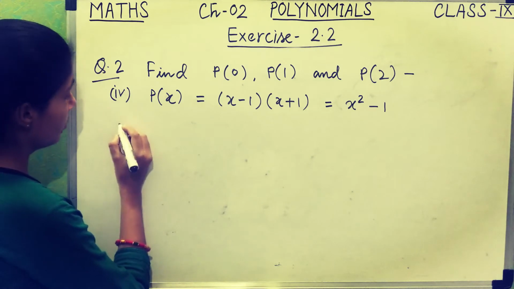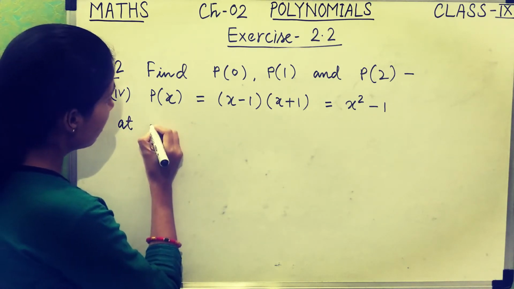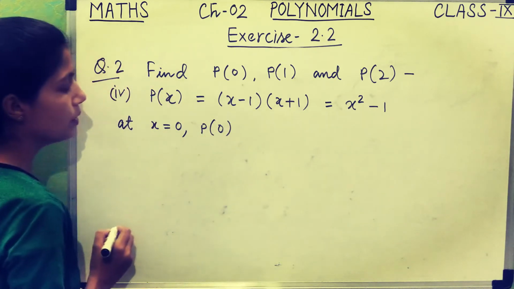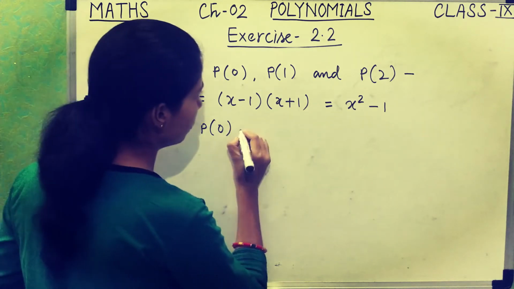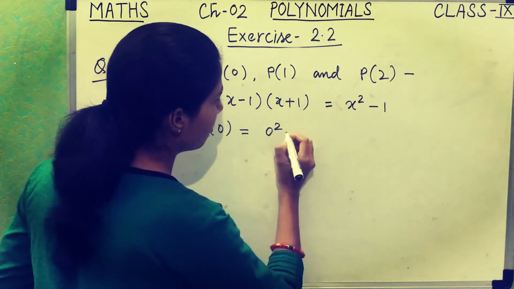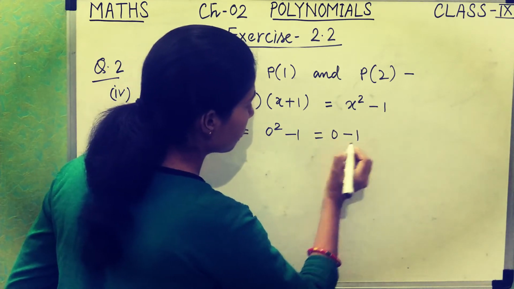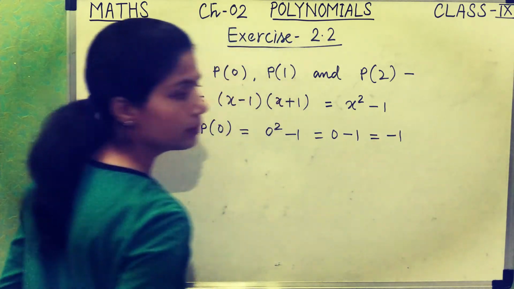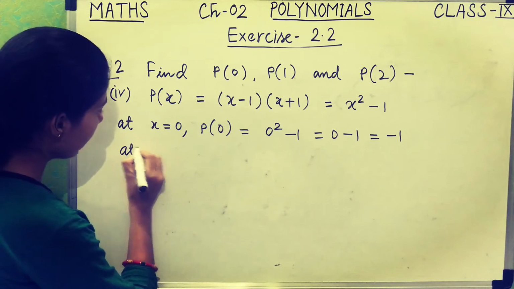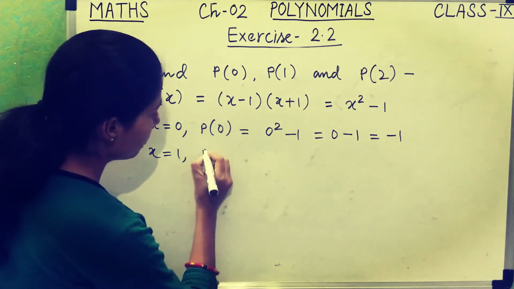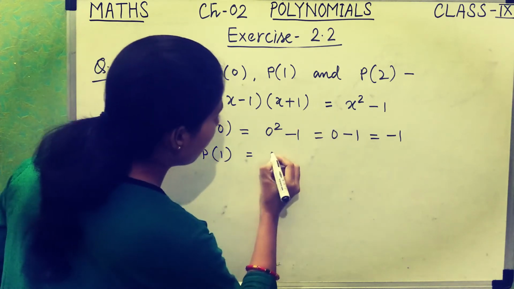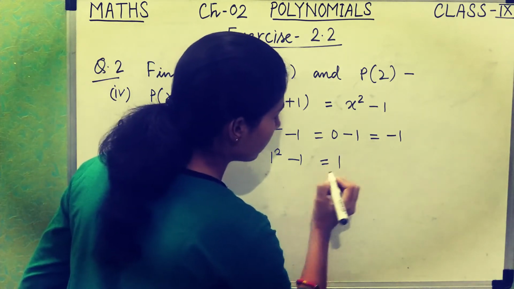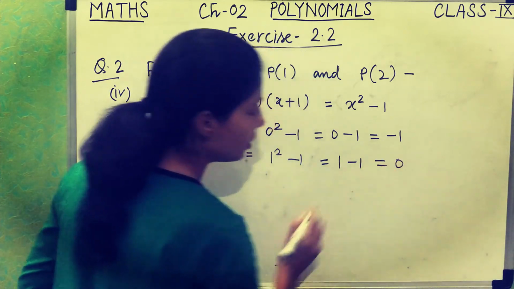Now check at x equals 0. So p at 0 means polynomial at x equals 0, 0 square minus 1. So 0 minus 1, square of 0 is 0 and 0 minus 1 is minus 1. Okay, now at x equals 1, so p(1) will be 1 square minus 1. Okay, 1 square minus 1 means square of 1 is 1, minus 1, that will be 0.